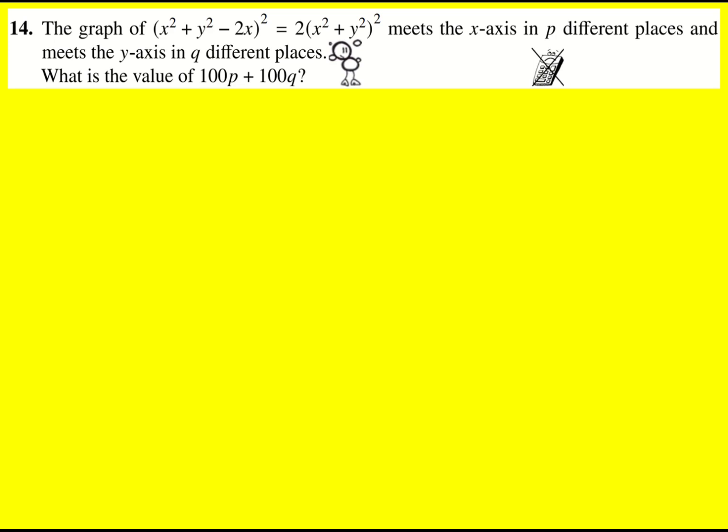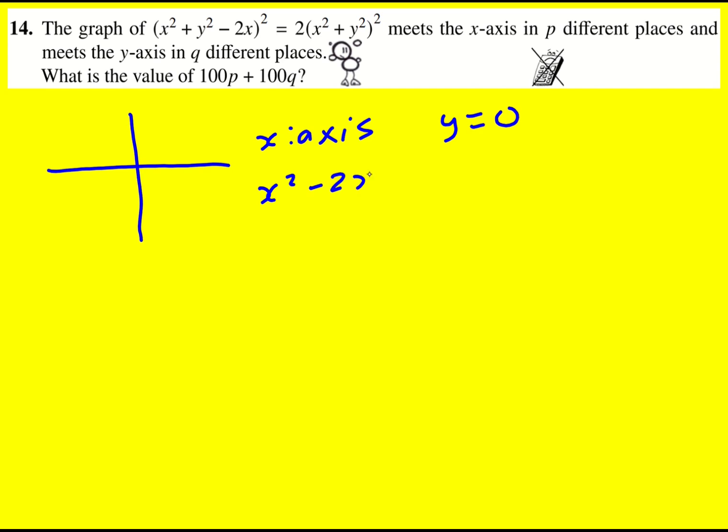Right, we're interested in where this graph meets, well, actually how many places it meets the x-axis and how many places it meets the y-axis. So let me first of all look at the x-axis, and that is going to be when y is equal to 0. So I'm going to get x squared minus 2x all squared is equal to 2x squared squared. So that's going to give me 2x to the 4.